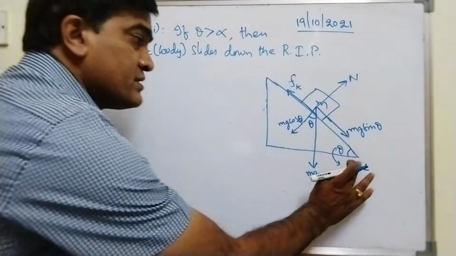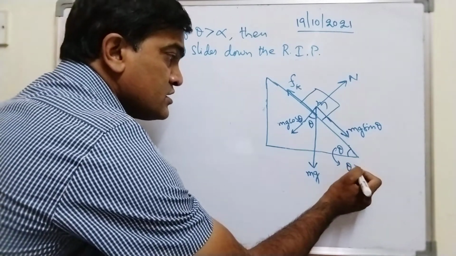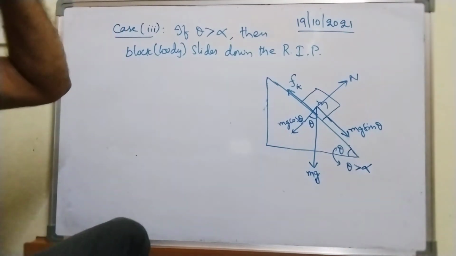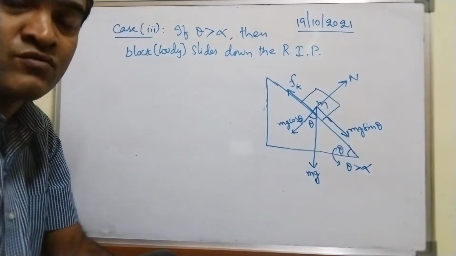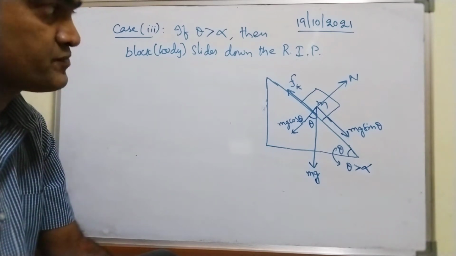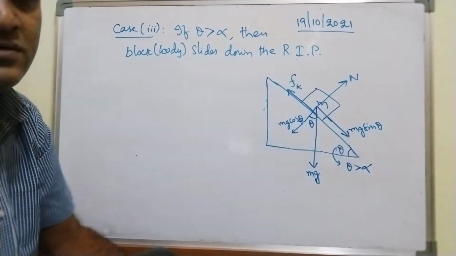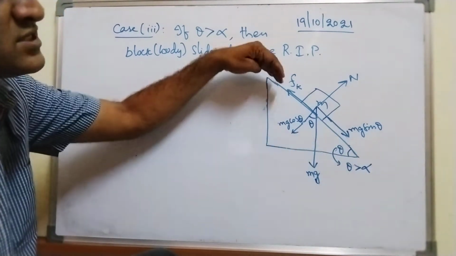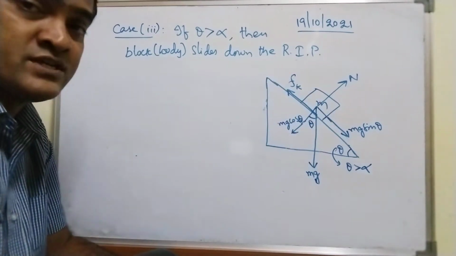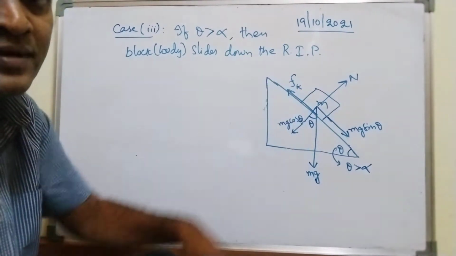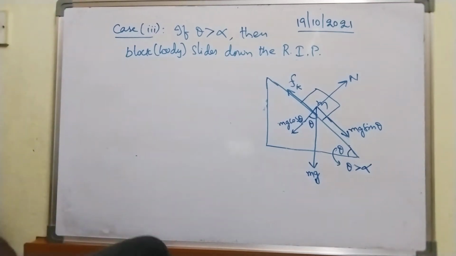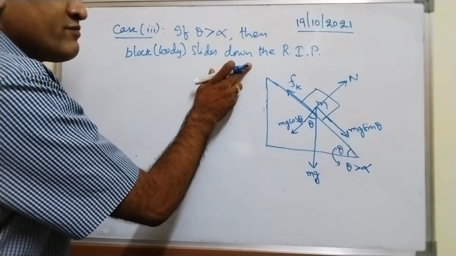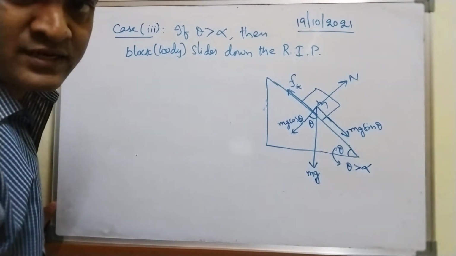Body slides down the rough inclined plane. Now let's see what happens. Here the condition is theta is greater than alpha. Let's discuss what happens along the y-axis and what happens along the x-axis. Y-axis is the coordinate axis perpendicular to the plane. I am considering the x-axis as parallel to the plane. Now, when the body slides down the rough inclined plane, which way will the frictional force act?